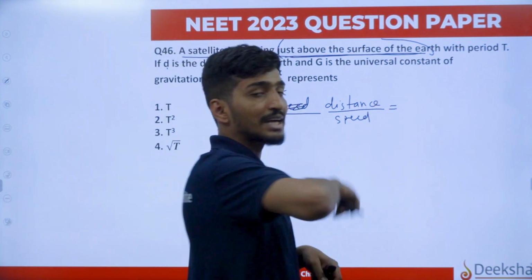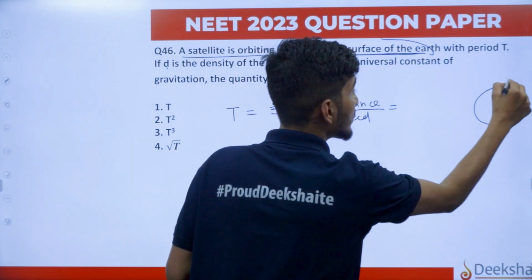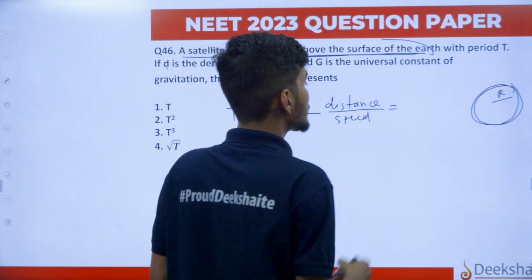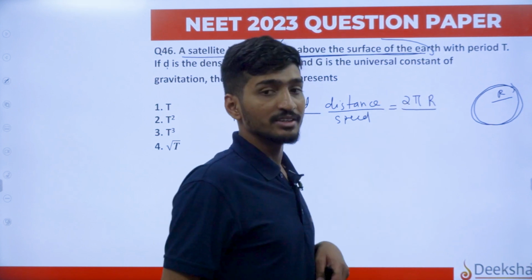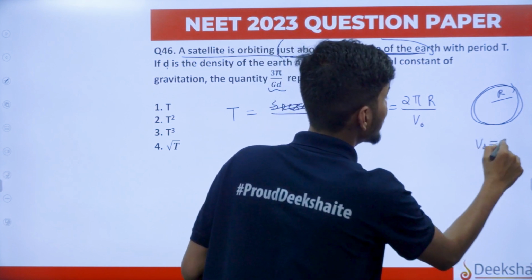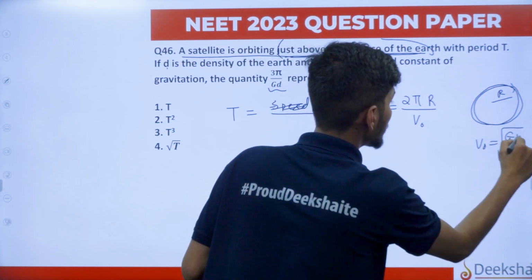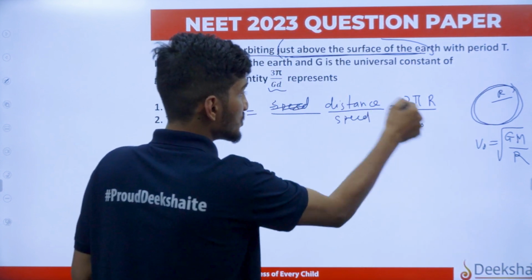So how much distance does a satellite cover when it's very close to Earth? This is Earth of radius r, satellite's right over here. What distance is it covering? 2 pi r. And with what speed? Orbital speed. If you remember, orbital speed for a satellite very close to Earth, or anything very close to Earth, is root GM by r itself. Okay. So use that formula here.